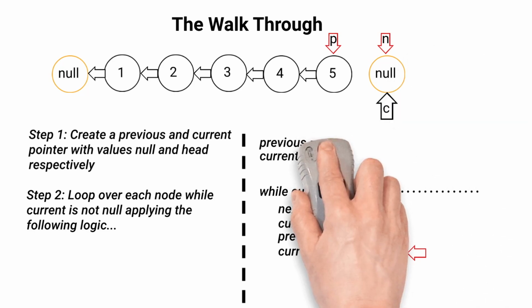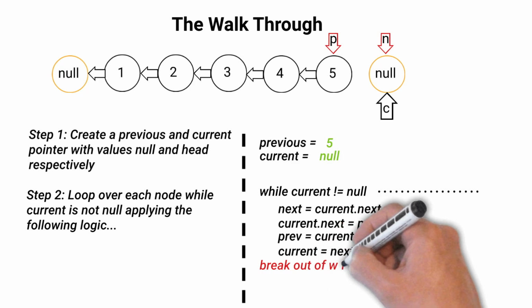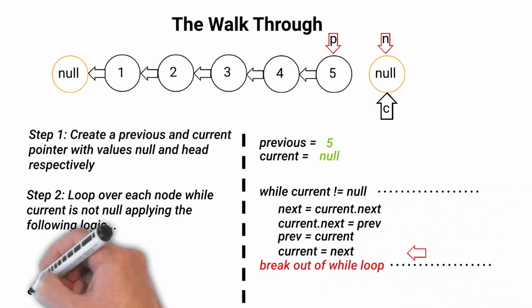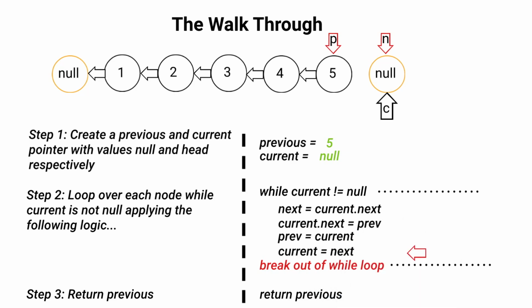And while current doesn't equal null, we're in the loop. So we need to break out of the while loop. And then finally, step 3, return previous. And that's it, the linked list has now been reversed.